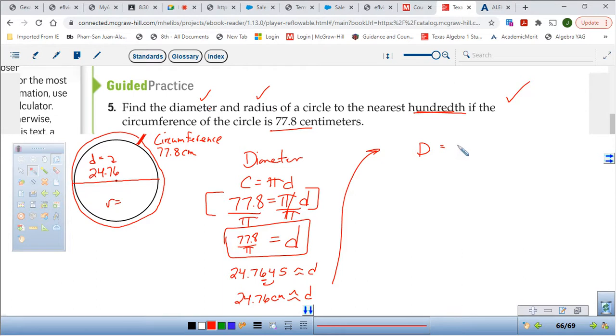Yes, it is, basically. So your diameter is basically, how about this? Your radius is equal to half of your diameter, right? So I'm going to plug in my diameter right there, and radius would be 1/2 of 24.76. So radius is equal to that one divided by 2, and about 12.